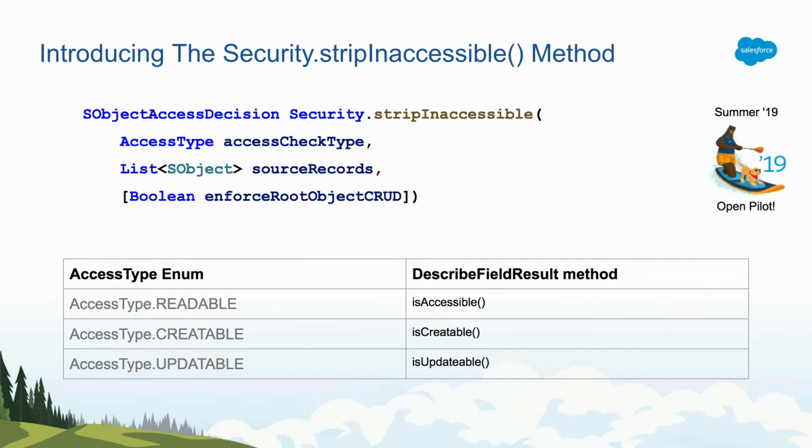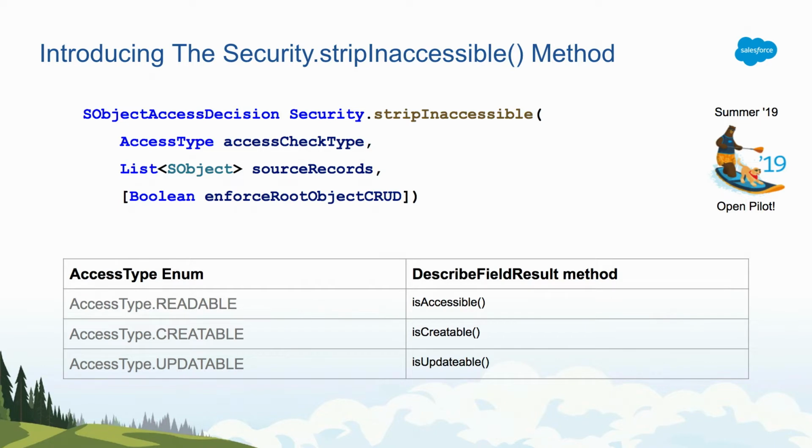It's a new Apex method called stripInaccessible. It lives in the security namespace, and it's available now in the summer 19 release as an open pilot. By open, that means anybody can use it, and by the end of this talk, you will all know how to use it. It's actually simple. And it's only available in non-production orgs. So it's available, that's why we're calling it a pilot. It's available in Scratch orgs, developer orgs, and sandboxes for this release.